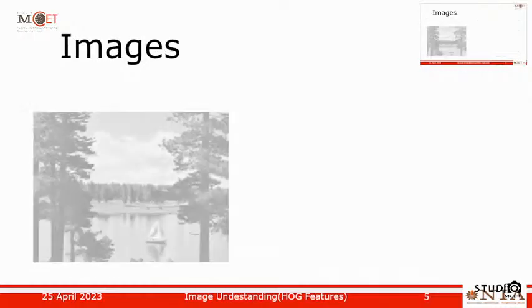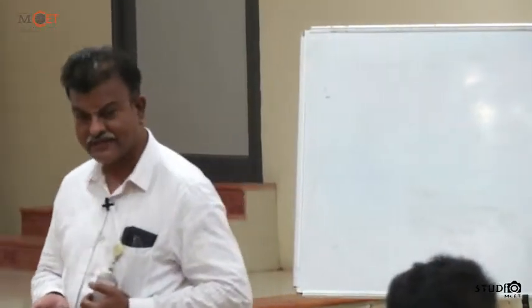How does the computer understand it? Definitely, the computer will not understand. On these slides, the cameraman, the house, the lake, the forest, the aeroplane, the colored image, right? We humans are able to understand all these things. How to make the computer understand is perception.